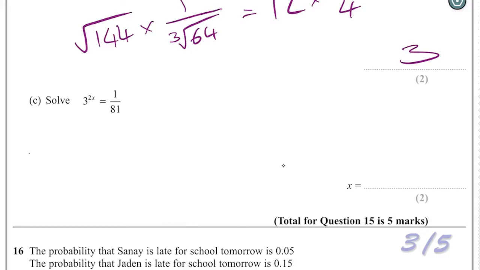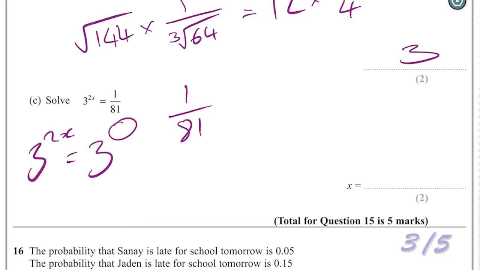We've got 3 to the power of 2x, and that equals 1 over 81. When you're working with indices and you want to find out what the indice is, in this case the 2x, we need to know what that is. The way to do that is try and write the other side as 3 to the power of something. And once you find that something, you can compare the two. So we're going to write 1 over 81. Our aim is to try and write this as 3 to the power of something.